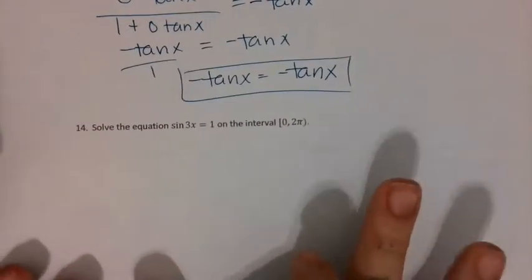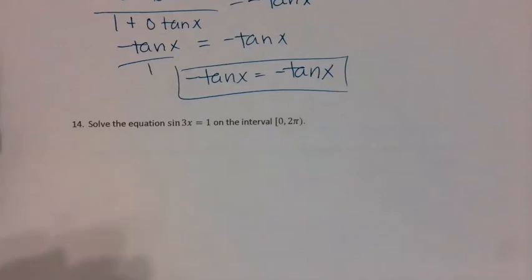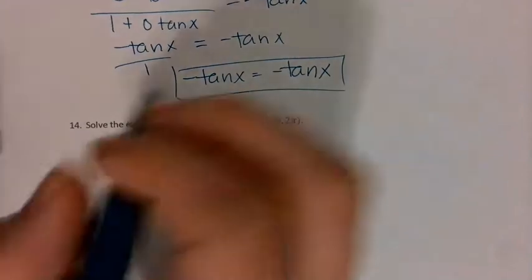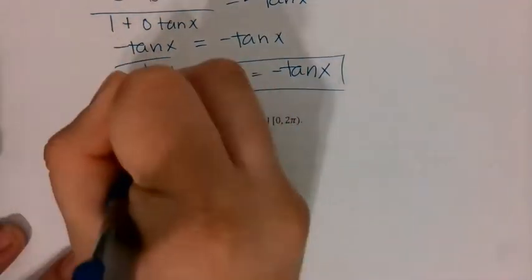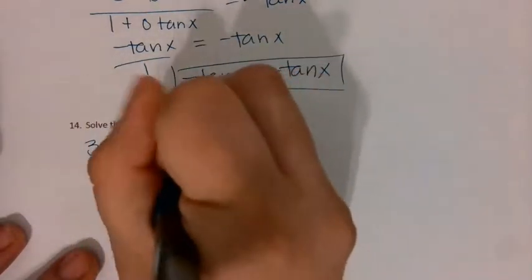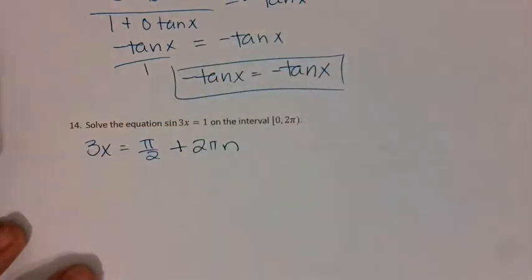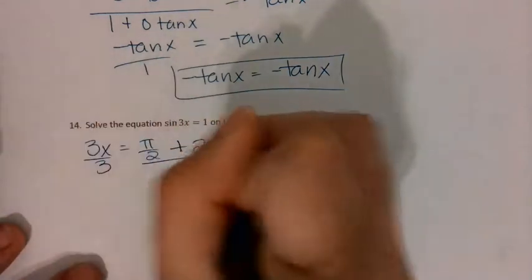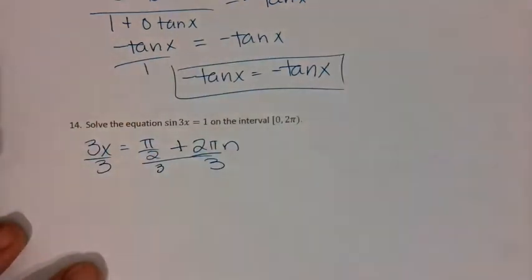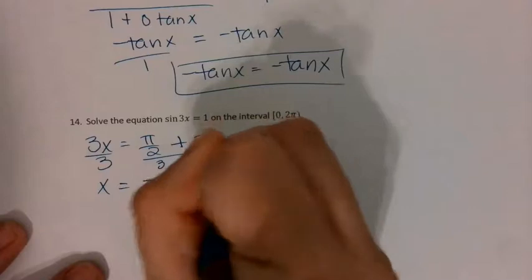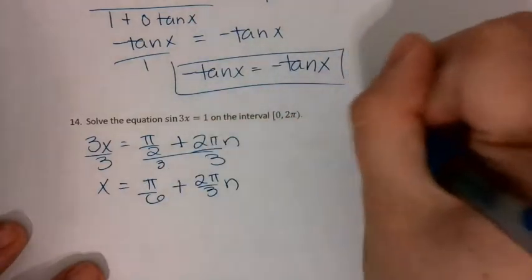Okay, number 14 wants me to solve the equation sine of 3x equals 1 on the interval 0 to 2 pi. What I do here is, sine is 1 at pi halves. So I have 3x equals pi halves plus 2 pi n. And then I want to divide by 3 to get my x alone. I get x equals pi sixths plus 2 pi thirds n. So pi sixths is going to be one of my answers.